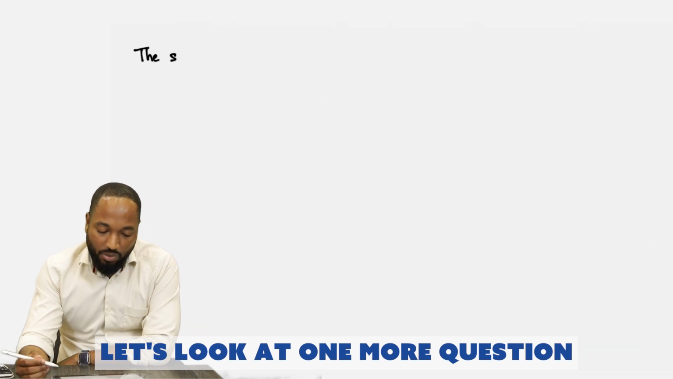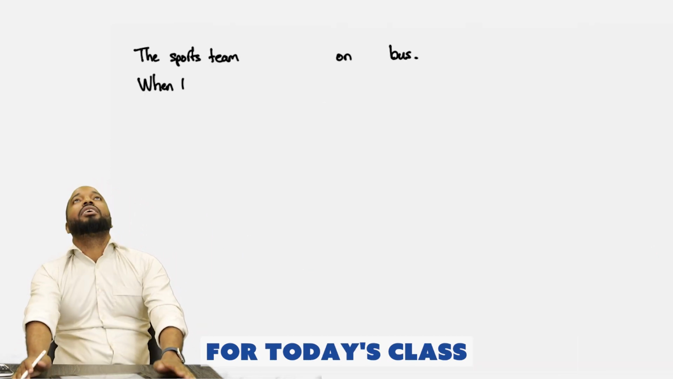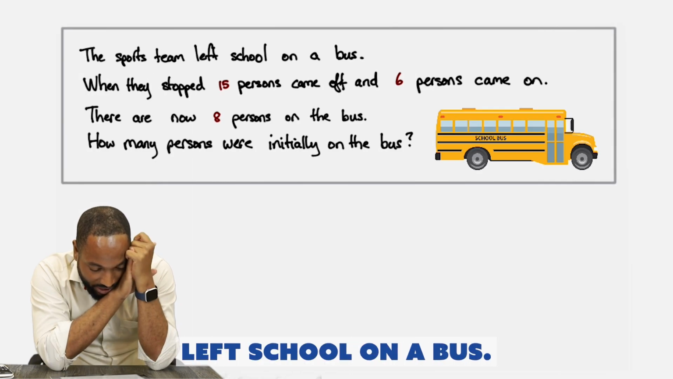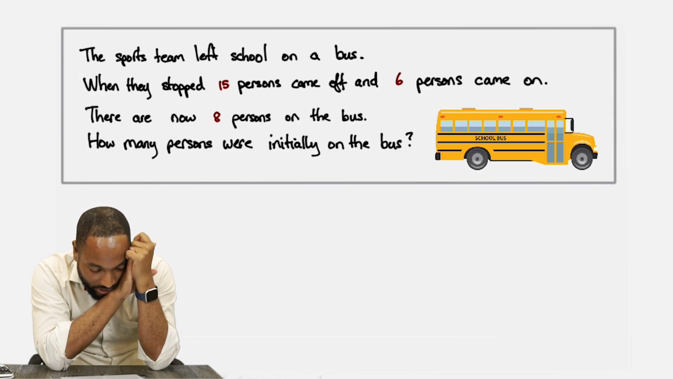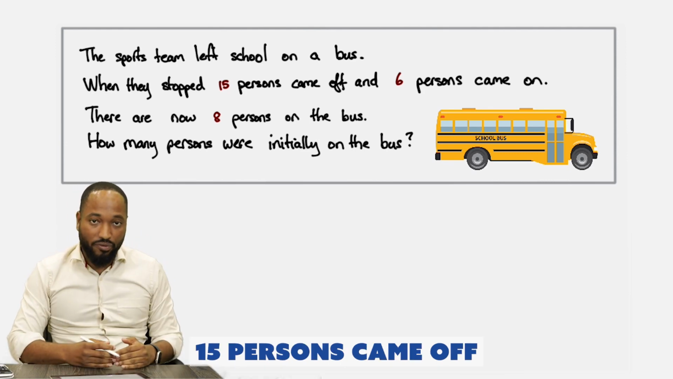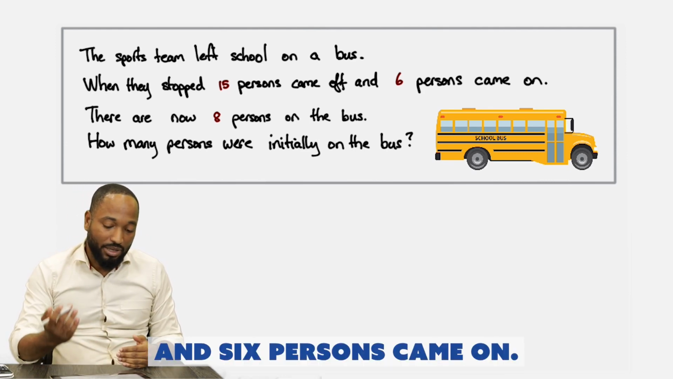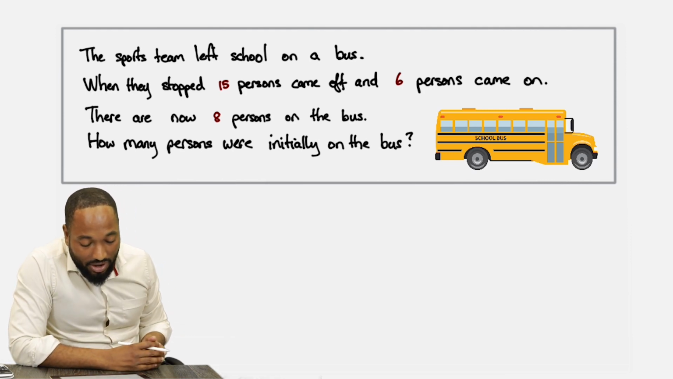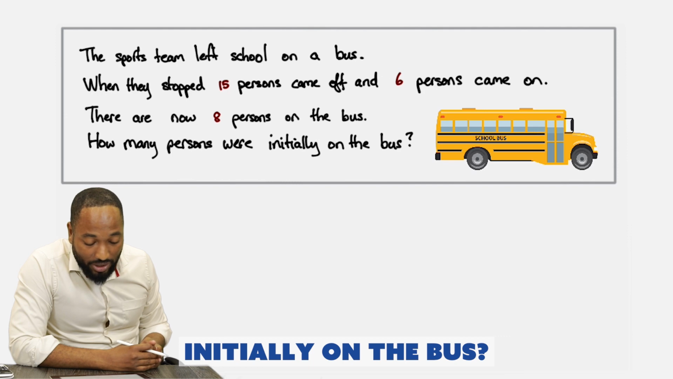Let's look at one more question for today's class, and then we'll be finished. The sports team left school on a bus. When they stopped, 15 persons came off and 6 persons came on. There are now 8 persons on the bus. How many persons were initially on the bus?